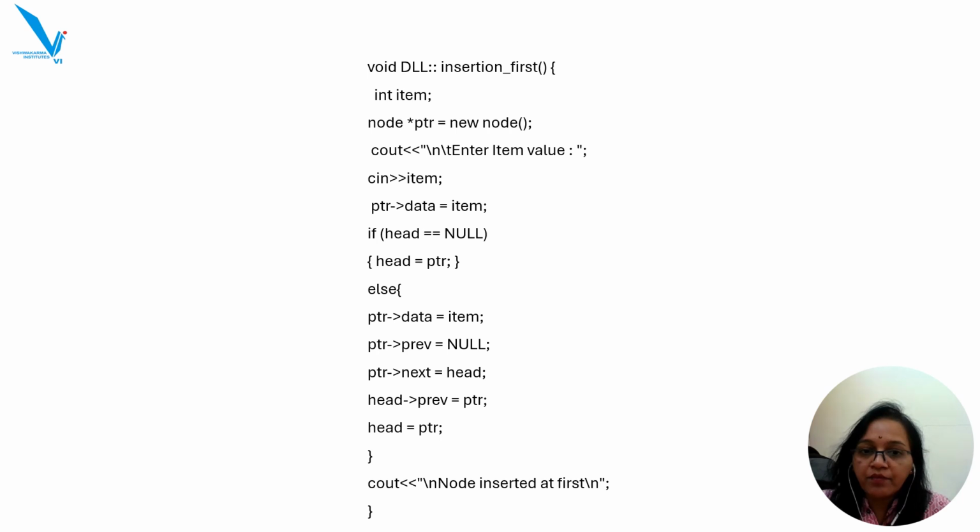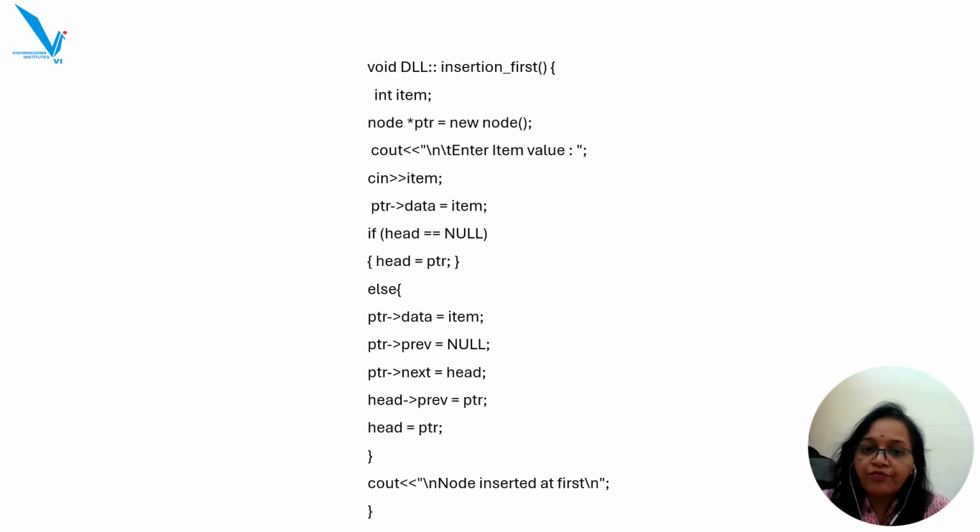Now, integer item. Item is the data which I want to put inside it. Node star pointer is equal to new node. I will create a new node and I will enter some value in item, and pointer of data is equal to item. This new node is nothing but a pointer. I am calling that new node a pointer, and that pointer's data will be the item value which I have just taken from the user. Now if head is equal to null, head is equal to pointer.